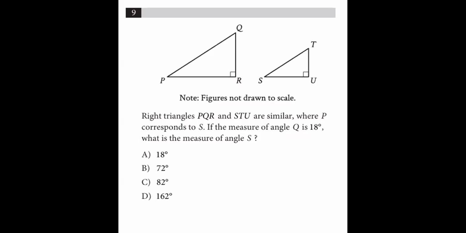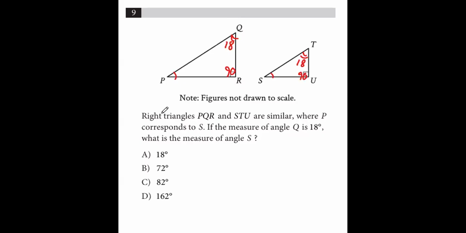Okay, so for question 9, we've got 2 right triangles, and we're given that angle P corresponds to angle S. The measure of angle Q is 18, so Q and T are matching angles. What is the measure of angle S? In this case, these triangles should have the same angle measures for corresponding angles. So this would be 18. Right angles are always 90.